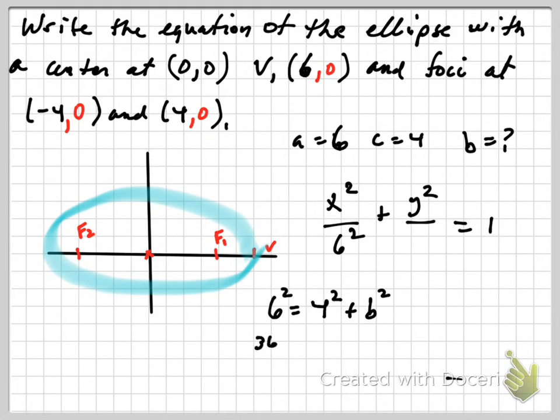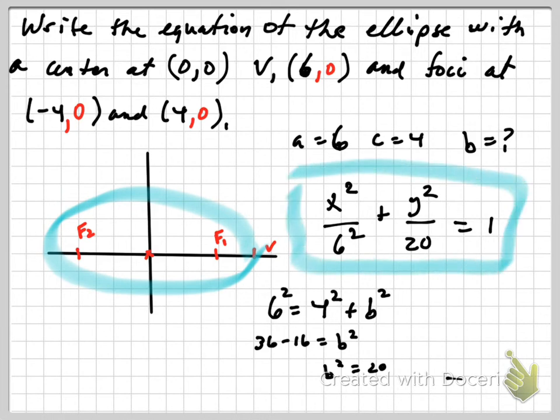So you're going to have 36 minus 16 is equal to b squared. B squared is equal to 20. That's good enough. I'll just write a 20 there. And there's the answer to this question. What is the equation with a center at the origin with that information? All right, counting to 3.